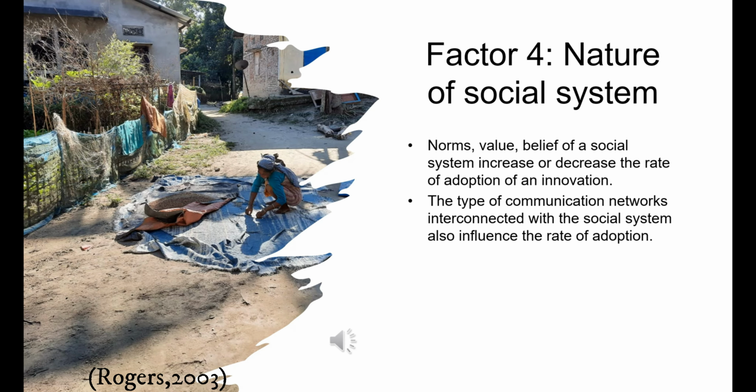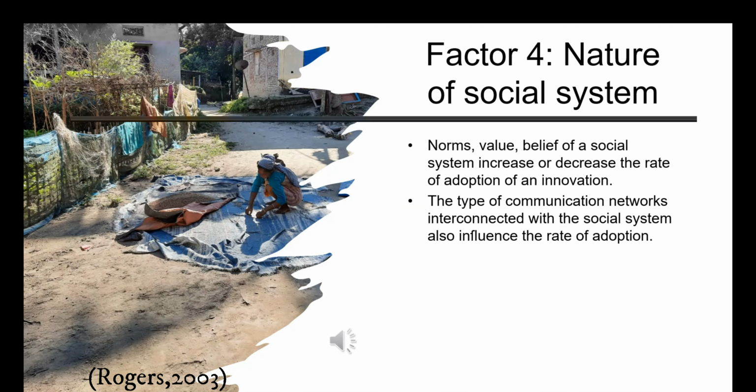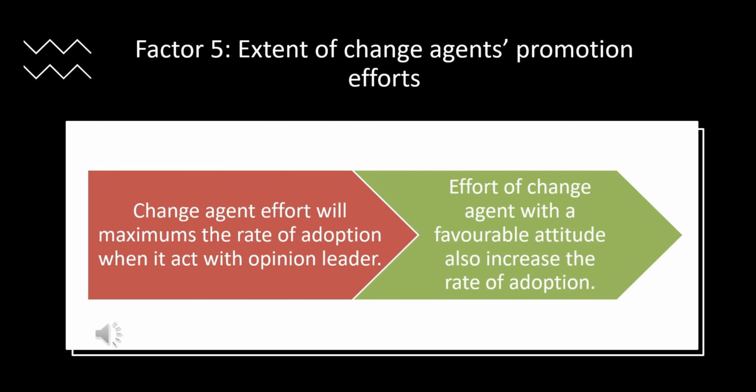The next factor is nature of social system. Norms, values, and beliefs of a social system increase or decrease the rate of adoption of an innovation. The type of communication networks interconnected with the social system also influences the rate of adoption. The last factor is extent of change agent promotion effort. Change agent effort will maximize the rate of adoption when it acts with an opinion leader. Effort of a change agent with a favorable attitude also increases the rate of adoption of an innovation.